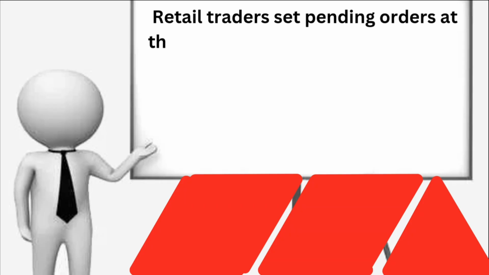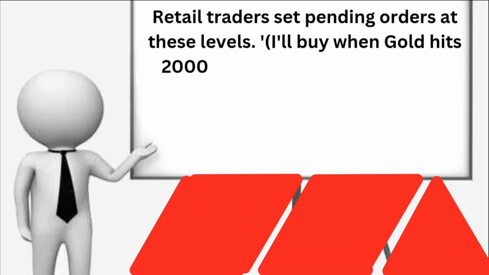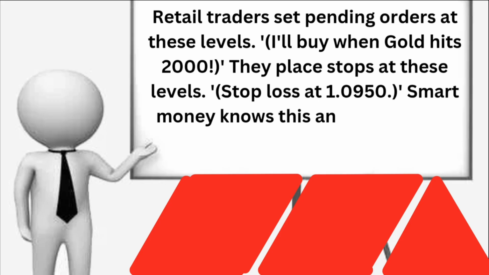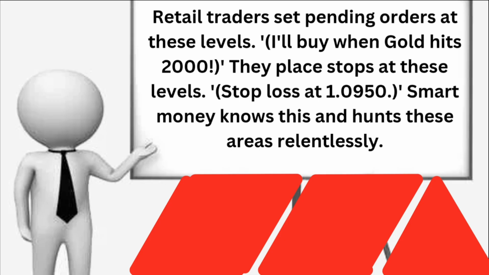Why this matters? Retail traders set pending orders at these levels. "I'll buy when gold hits 2,000." They place stops at these levels. Stop loss at 1.0950. Smart money knows this and hunts these areas relentlessly.